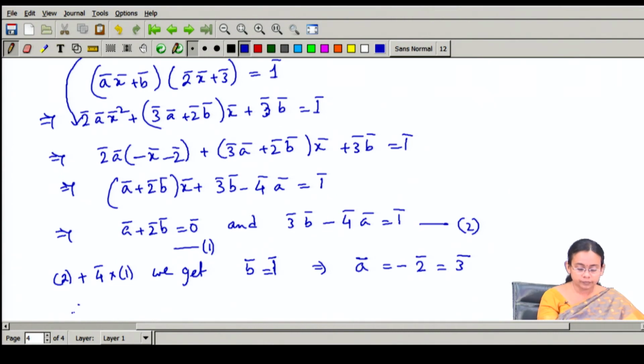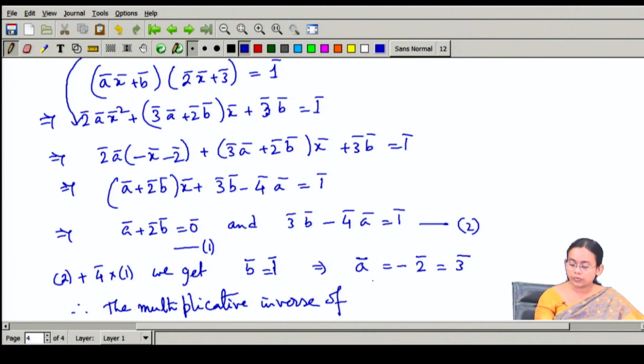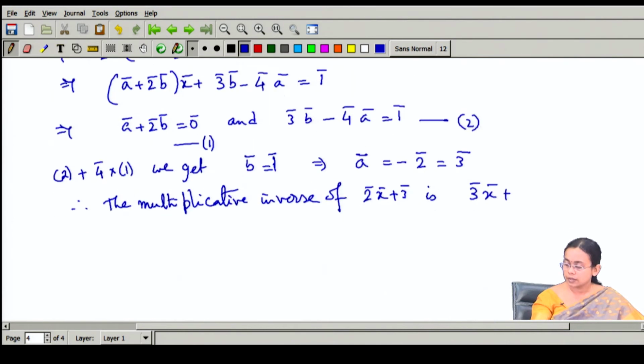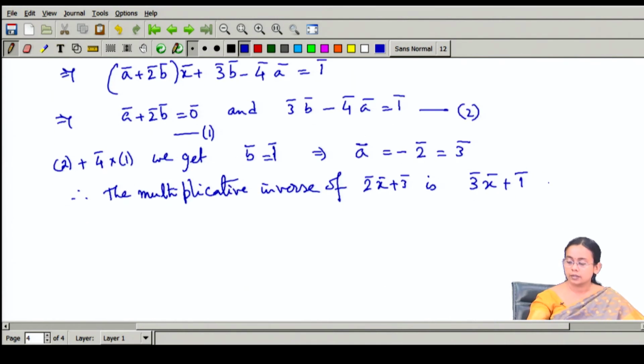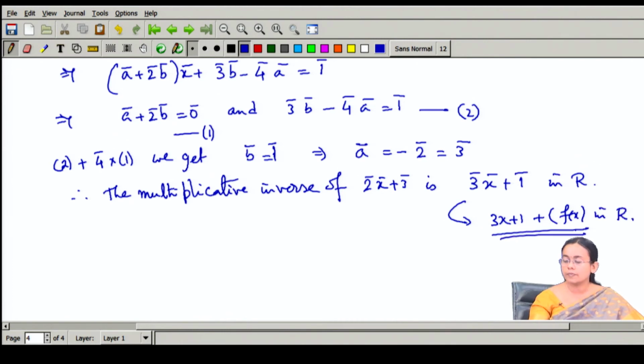Hence, the multiplicative inverse of the polynomial 2 bar x bar plus 3 bar is: a bar is 3 bar x bar plus b bar is 1 bar in the quotient ring. So, if I write it down, this is the same thing as saying 3x plus 1 plus (f(x)) in R. So, this will be the multiplicative inverse of this 2x plus 3 bar in this quotient ring R.